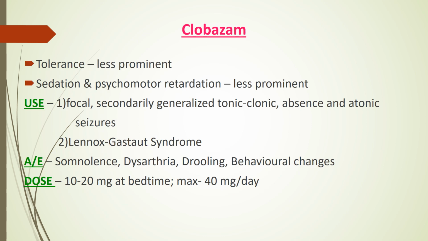So the next agent is clobazam. It's the benzodiazepine with less prominent sedation and psychomotor retardation, and the chance of development of tolerance to its action is also less prominent. It's useful in focal, secondary generalized tonic-clonic seizures, absence seizures, and atonic seizures, and also could be useful as an agent of choice for a seizure disorder syndrome known as Lennox-Gastaut syndrome. It produces adverse effects like dysarthria, somnolence, behavioral changes, as well as drooling.